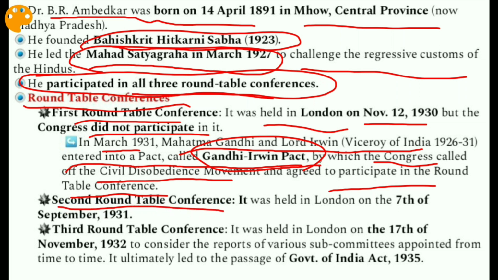Second round table conference, it was held in London on 7th September 1931.